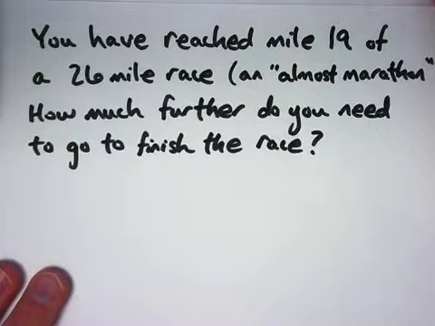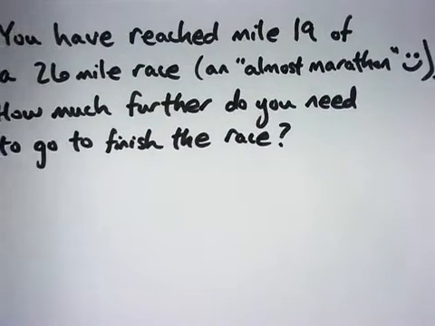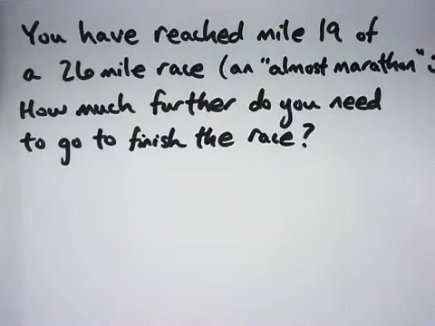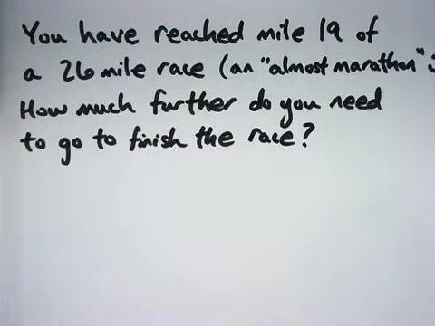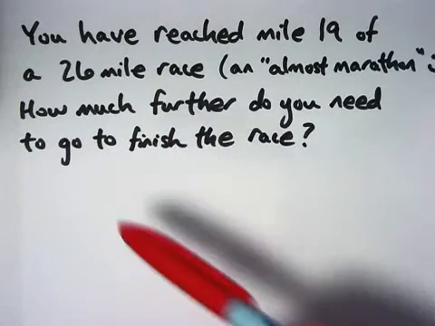I guess you'd call such a race an almost marathon. Not quite. There's a little smiley face over there. A true marathon is about 26.2 miles, but I wanted to use integers here, whole numbers. Integers do include negative whole numbers as well, and 0. So I didn't quite make it a marathon, I made it an almost marathon. How much further do you need to go to finish the race?